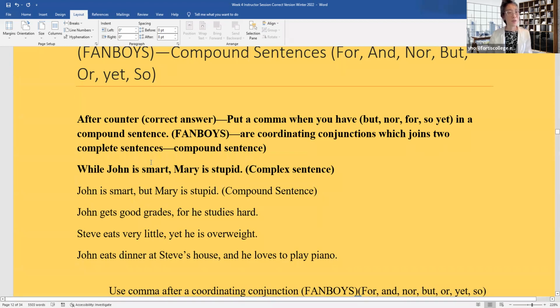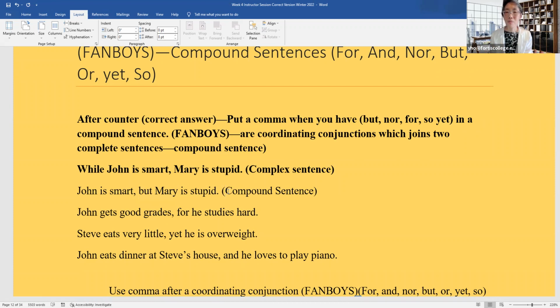Yeah. So here, when you have a complex sentence, the dependent clause is at the beginning. So when we have a complex sentence, you have one sentence that's not as important as the other sentence. And so here you have one sentence, while John is smart, which is not an important sentence. Mary is stupid. Well, John is smart, Mary is stupid. That's how you would read it. Whereas with a compound sentence, you would say, John is smart, but Mary is stupid. Both sentences have equal importance.